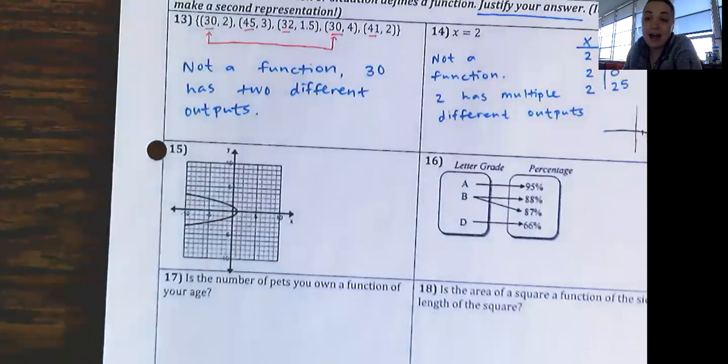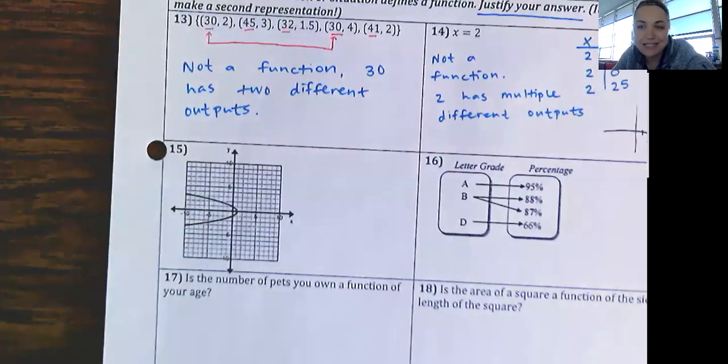Okay, let's look at number 15. And on this one, we're given a graph. Now, whenever you have a graph, that's the only time you're allowed to use the vertical line test. You can't just say, oh, it passes or fails the vertical line test unless you draw a graph.